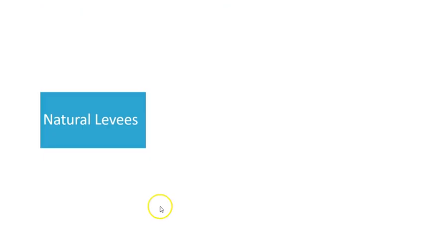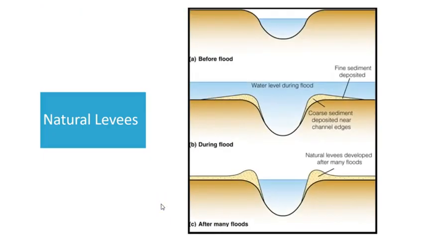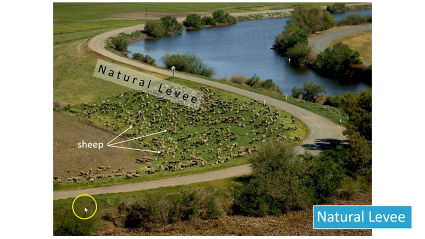Natural levees form during flooding of meandering rivers. The sediment being carried out of the stream channel by the floodwaters is deposited along the top of the stream bank, accumulating as long, narrow hills that run parallel to the stream's channel. Here's a photo of a natural levee. Note the sheep for scale.